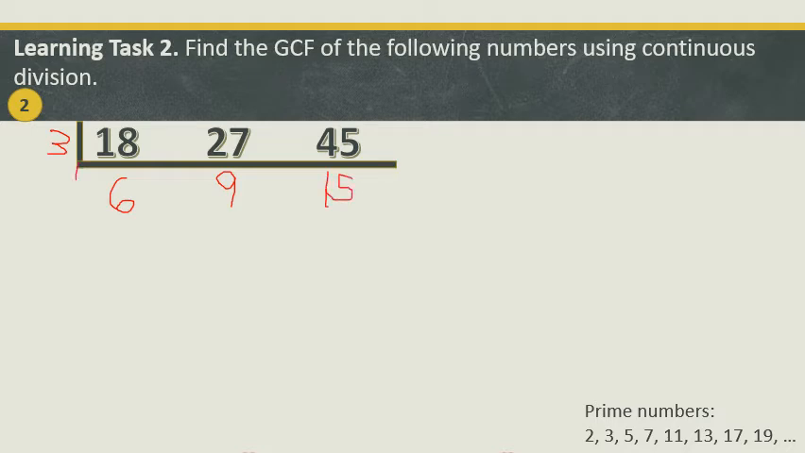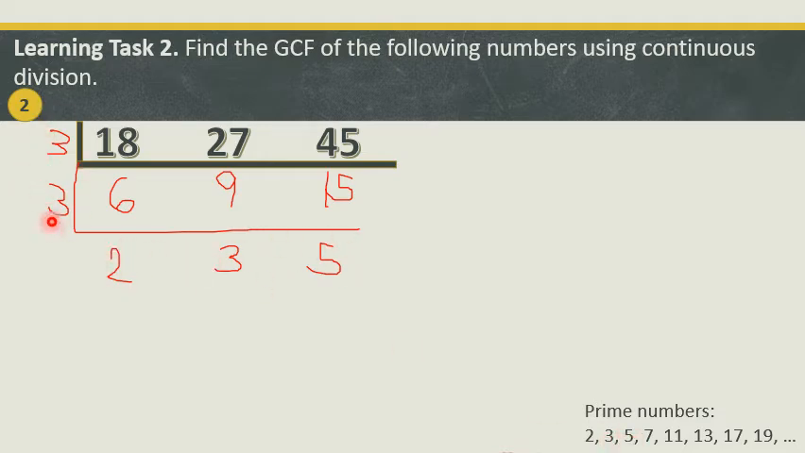Okay? Then, since hindi pa rin sila lahat even numbers, ito lang ang even number, doon tayo titingin sa sunod. So, sa 3, since sila lahat ay nasa skip counting by 3, pwede natin i-divide to sa 3. So, 6 divided by 3 is 2, 9 divided by 3 is 3, and 15 divided by 3 is 5. Makikita nyo yung 2, 3, and 5 ay prime numbers na, ibig sabihin, wala na silang common factors.